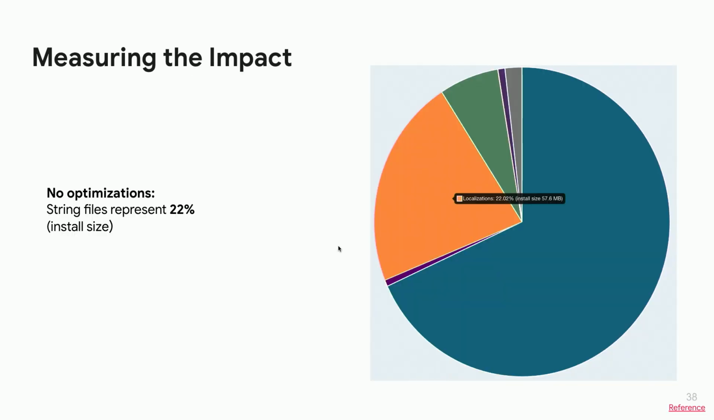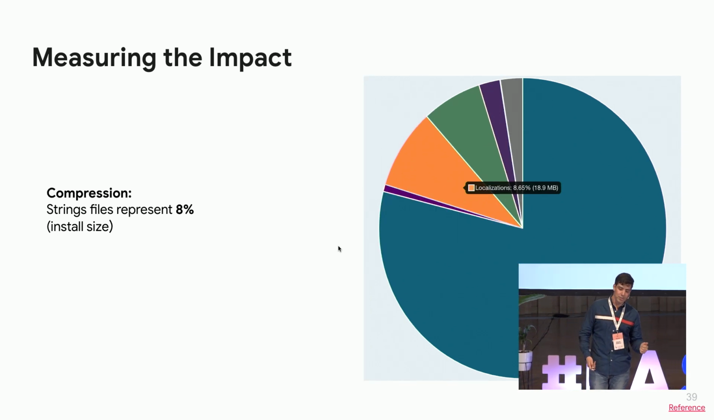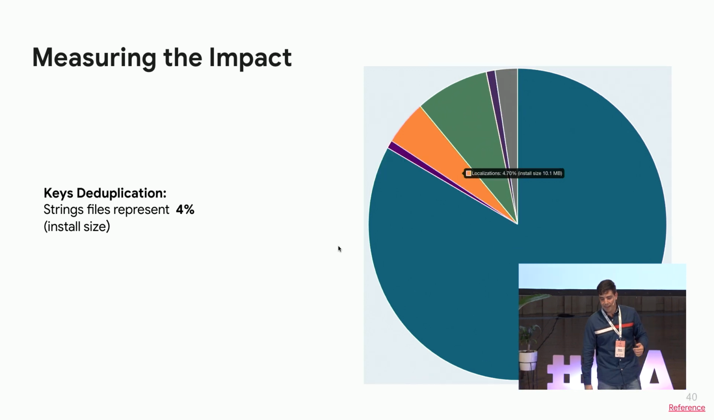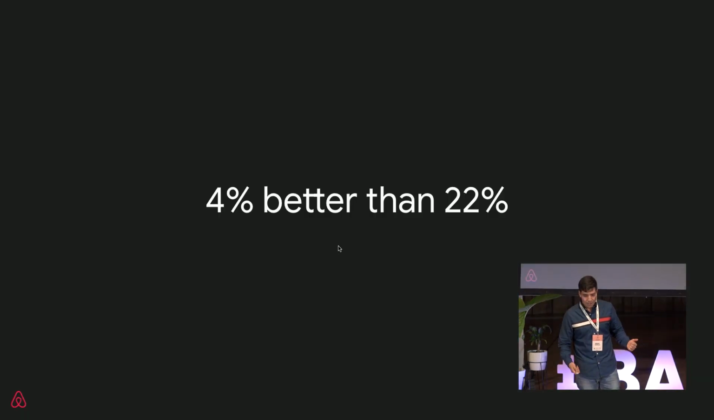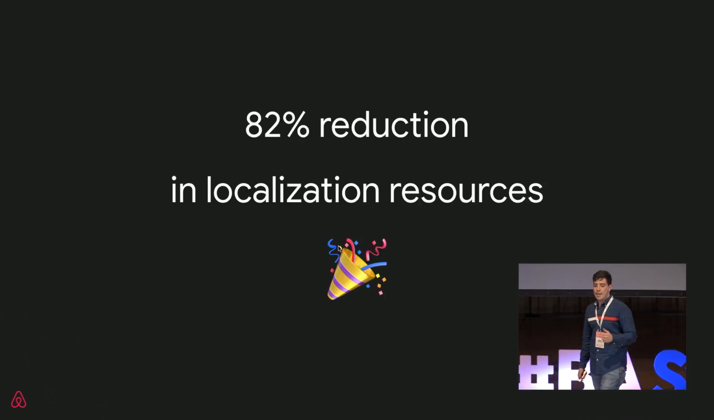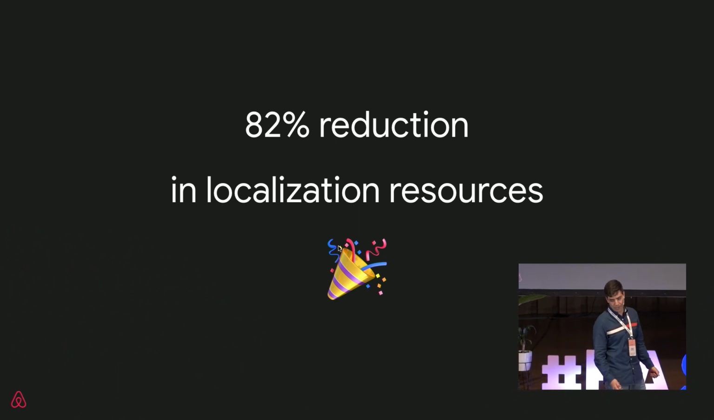So let's talk about the impact. Before any optimizations, strings files represent 22% of the total app size. That's a lot. If we apply compression, we drop that to 8%. We can see how the yellow section is decreasing. Finally, after applying keys deduplication, we drop that even further to 4%. That's the optimization. So we can say that the 4% we end up with is way better than the original 22%, and that's a total 82% reduction in our localization resources. That would be a huge win for us.